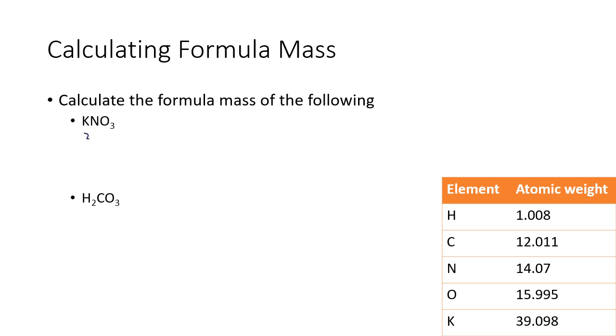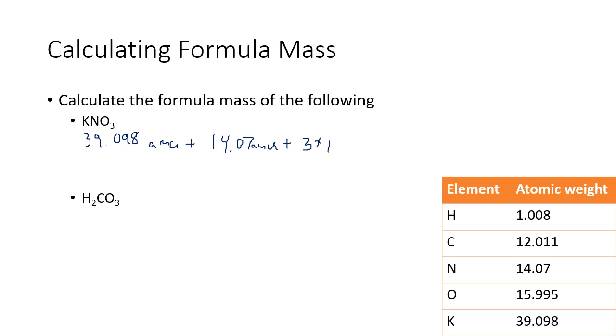Potassium is 39.098. And this is AMU, or atomic mass units. Then we're going to add nitrogen at 14.07 AMU. And then finally, we have oxygen. But there's 3 oxygens because we've got the subscript. So we're going to multiply our mass of oxygen times 3.